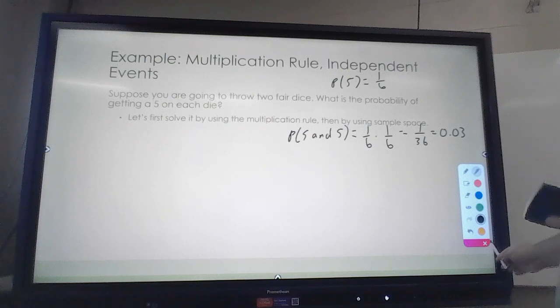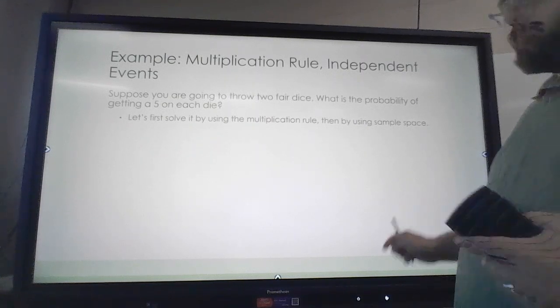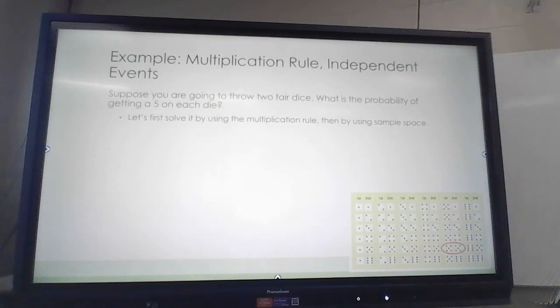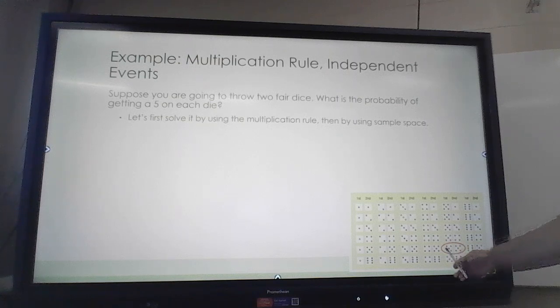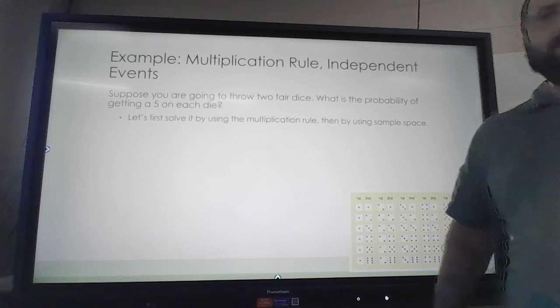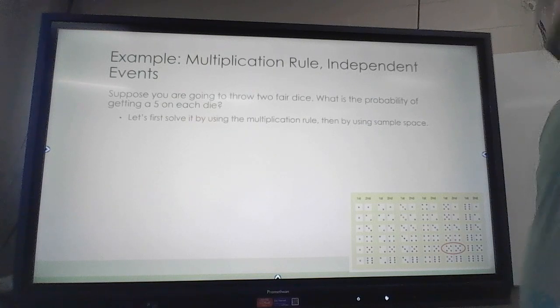Okay, if I look at the sample space, here's the list of all possible scenarios for rolling the first and the second die. Notice that there's only one instance where I get both 5s, and there are 1, 2, 3, 4, 5, 6 columns and 1, 2, 3, 4, 5, 6 rows. That's 36 total scenarios, so 1 out of 36. It's the same. So again, it's not impossible to use the sample space, but if you already know that the events are independent, sometimes it's easier to use the multiplication rule.